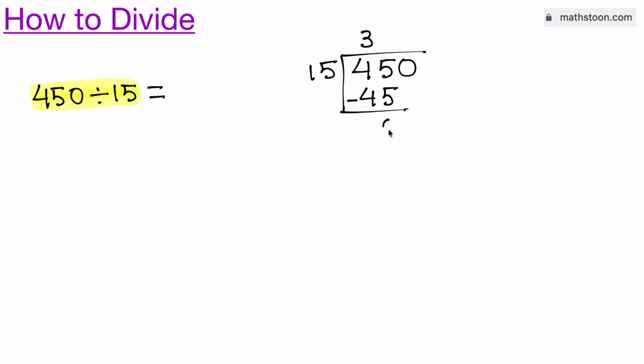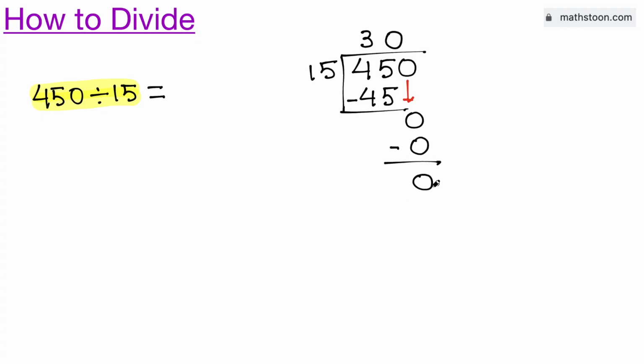Subtract, we get a 0. As 0 is less than 15, that is why we need to bring down this number 0 here. Now see that this is the number 0. So we need to remove one 0. And we know that 15 times 0 is 0. Subtract, we get a 0.